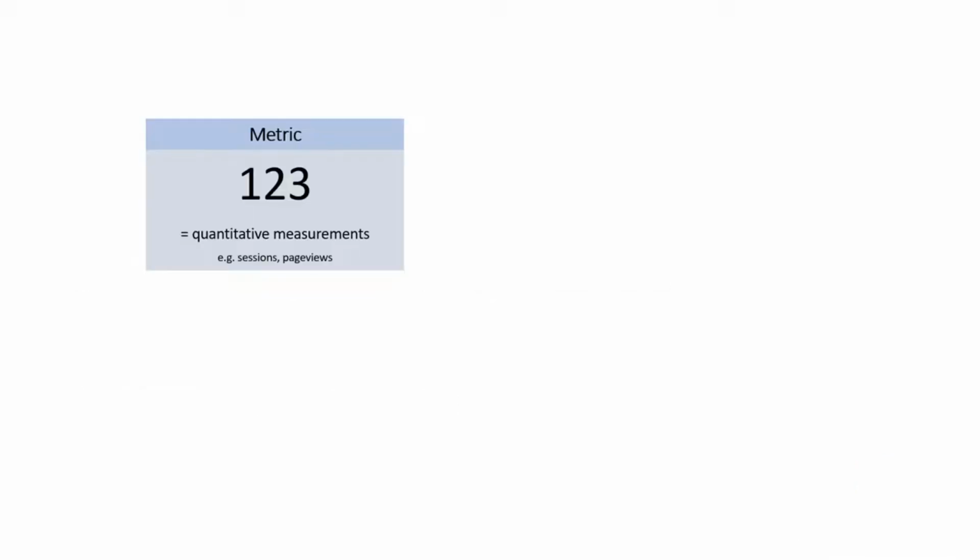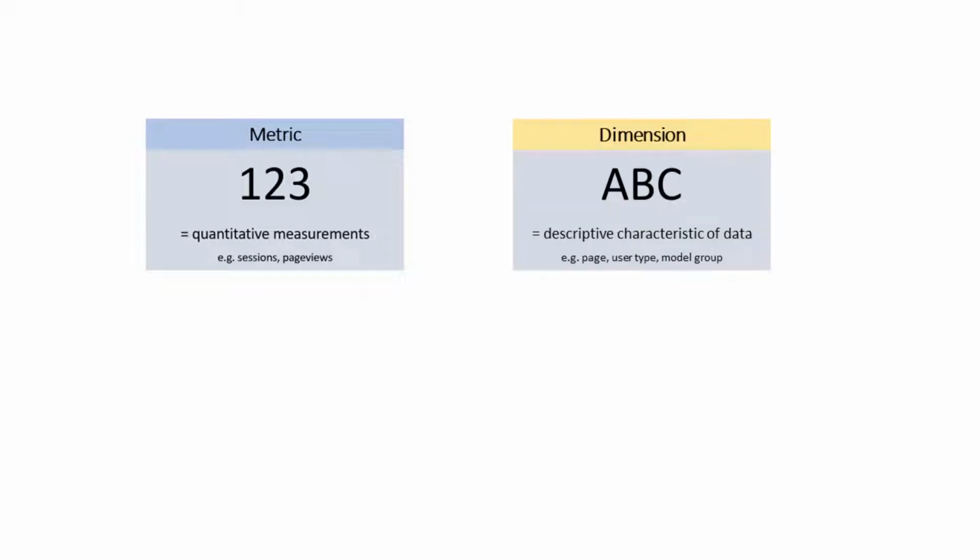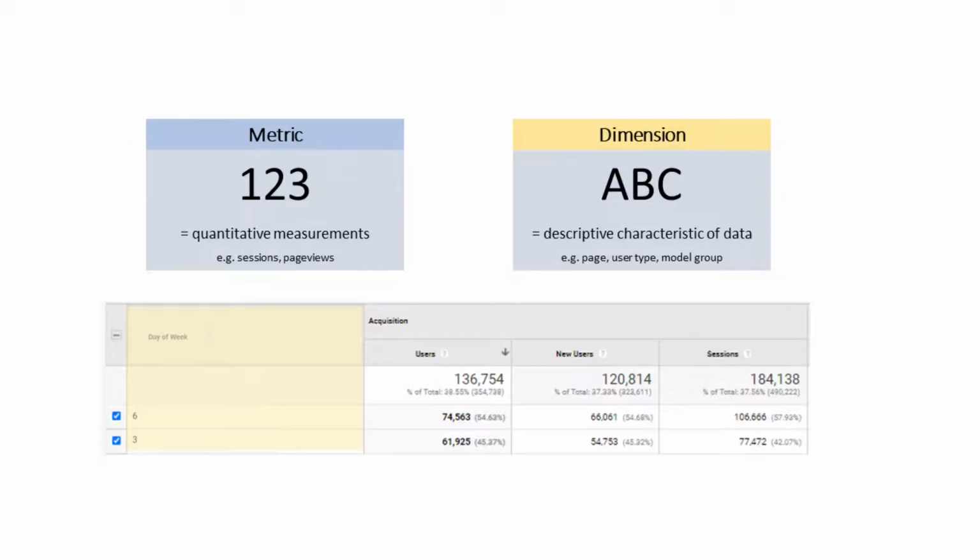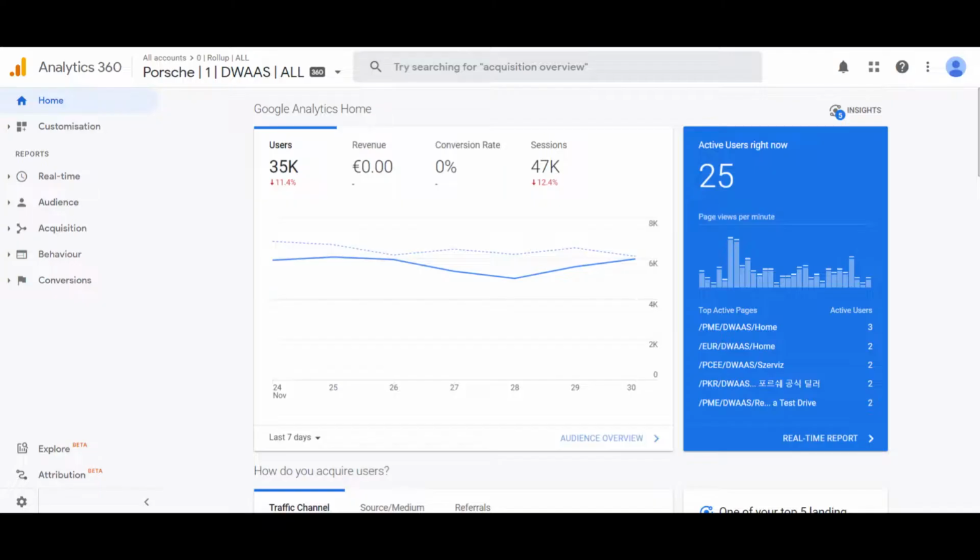First, let us explore what metrics and dimensions are. Metrics describe quantitative data, for example page views or the number of sessions per user. Dimensions, on the other hand, are descriptive data, for example page names, model groups, or day of the week. You can combine dimensions like day of the week with metrics like the number of users to gain insight about user behavior on your website.